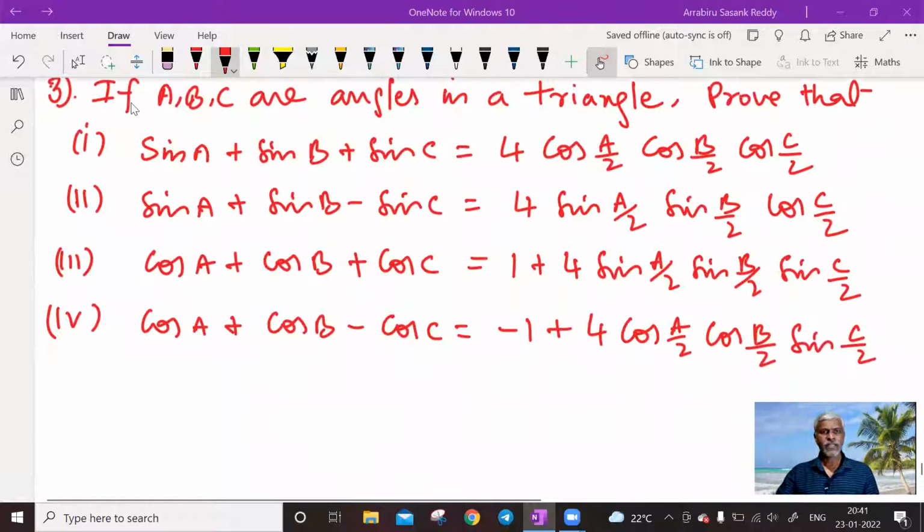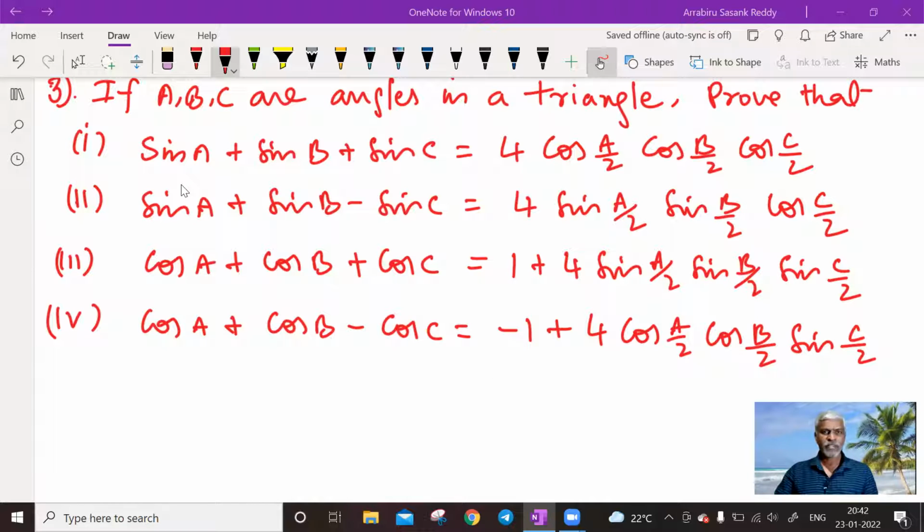Look at this. If A, B, C are angles in a triangle, then prove that sin A plus sin B plus sin C is equal to 4 cos A by 2 cos B by 2 cos C by 2. Sin A plus sin B minus sin C is equal to 4 sin A by 2 sin B by 2 cos C by 2. If you take the third, minus cos A minus cos B minus cos C, it is 1 plus 4 sin A by 2 sin B by 2 sin C by 2. Cos A plus cos B minus cos C is minus 1 plus 4 cos A by 2 cos B by 2 sin C by 2.